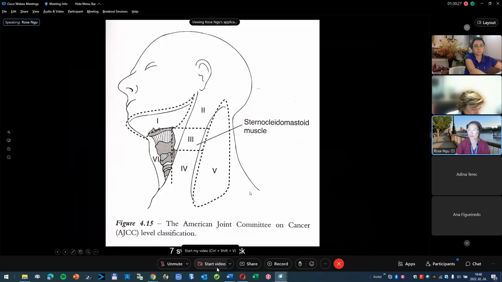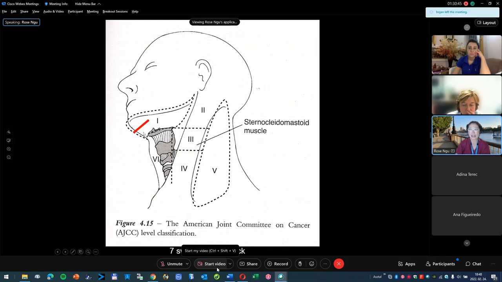So I'm trying to move on. Lawrence has shown a beautiful diagram of the head and neck. This is a simplified version. I use the AJCC. This is a simplified one, but I do use the one that Lawrence showed. And we break the neck up into six sections. I'm going to show you how I do it. It's called the seven sweeps of the neck.